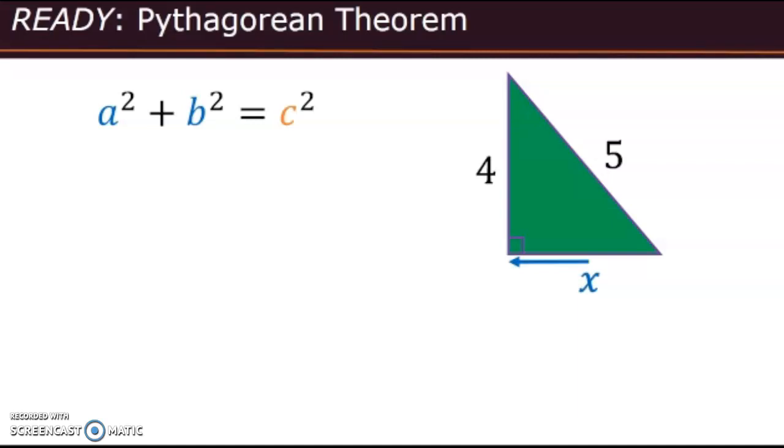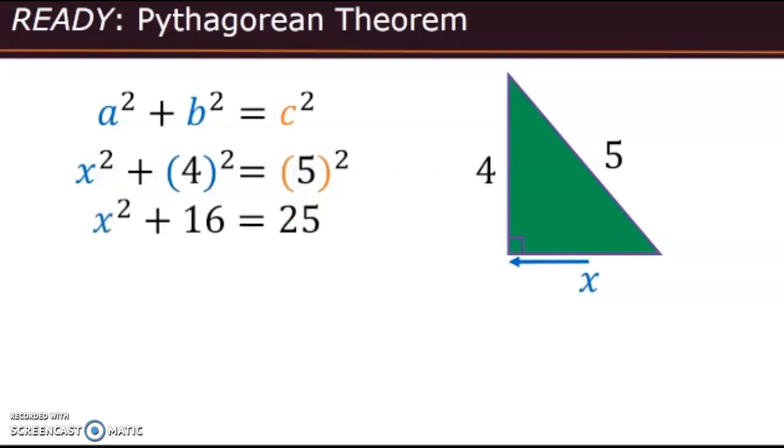So, in the Pythagorean theorem, x must be substituted in for either a or b. Notice that 4 is also a leg and must be substituted in for either a or b. Finally, 5 is the hypotenuse, so it must be substituted in for c. So we have x squared plus 4 squared equals 5 squared. Next, we simplify the equation and solve for x. x squared plus 16 equals 25.